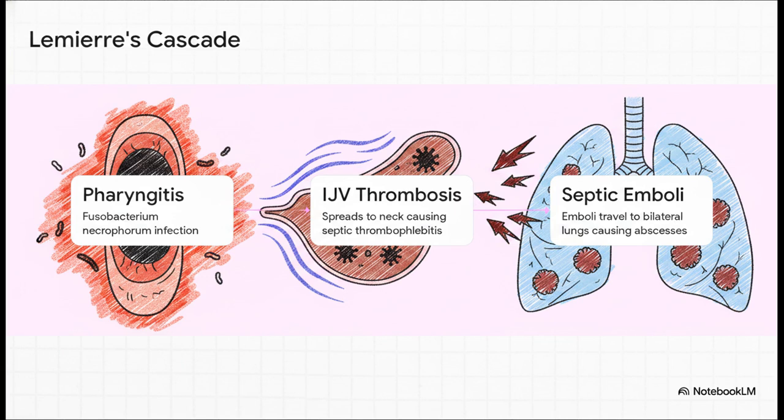Step 1, it starts with a nasty pharyngeal infection. Step 2, the infection spreads to the neck and carotid sheath, causing septic thrombophlebitis in the internal jugular vein. Step 3, that infected clot fires septic emboli directly into the bilateral lungs, creating multiple secondary lung abscesses.